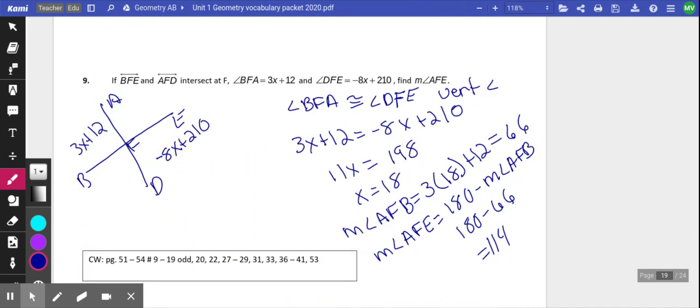Down here on number 9, notice the first thing I did is I drew a picture. Diagrams are very, very helpful. I then know that AFB is congruent to EFD because all vertical angles are always congruent. That enabled me to find x equals 18, which means that angle AFB equals 66, or for that matter, EFD equals 66. AFB and AFE are supplementary because they're a linear pair. Therefore, it's 180 minus 66, which gives me 114.